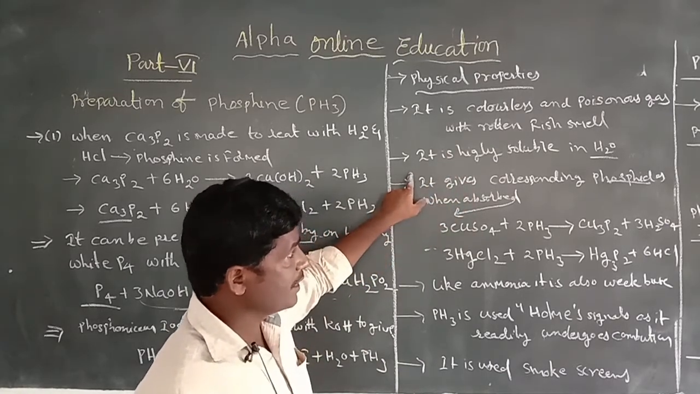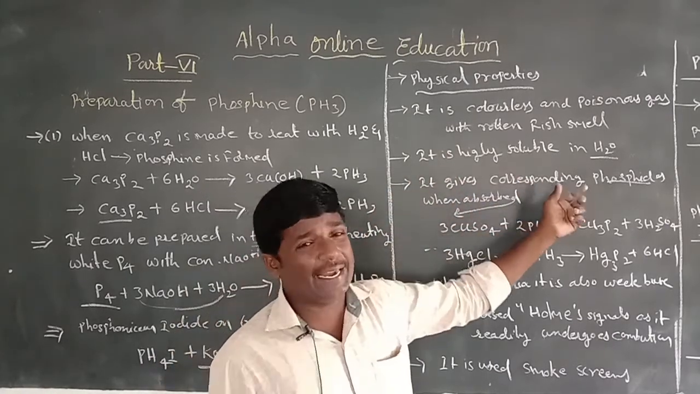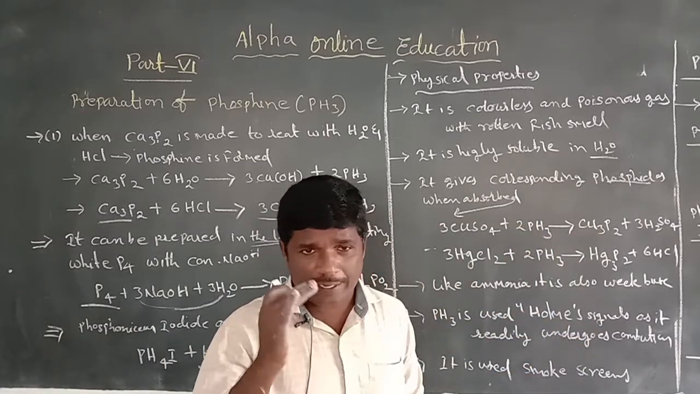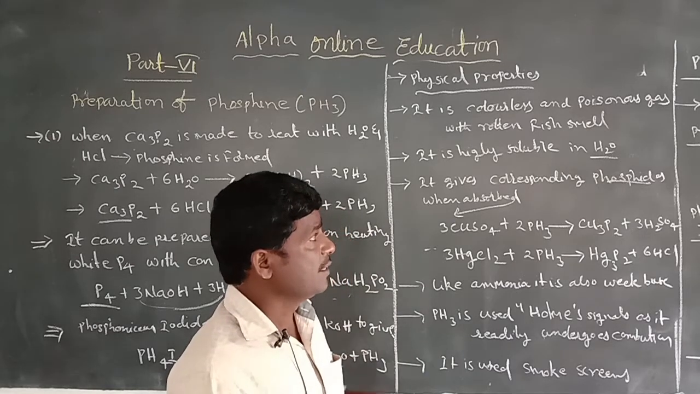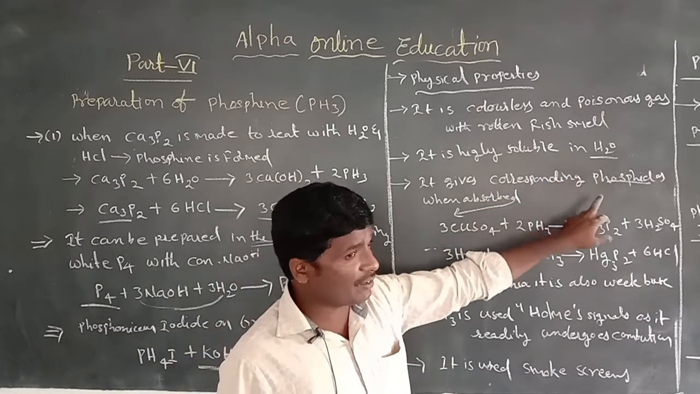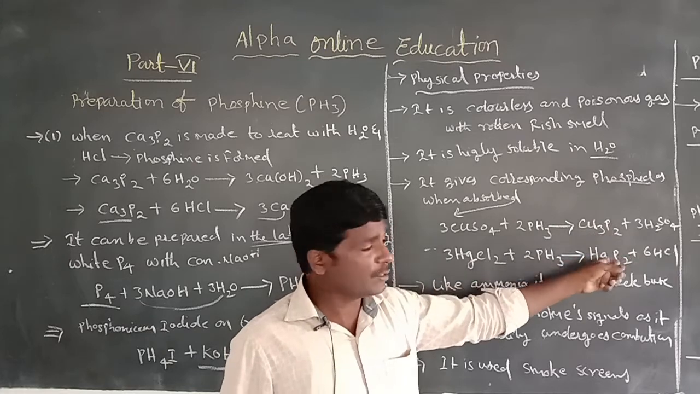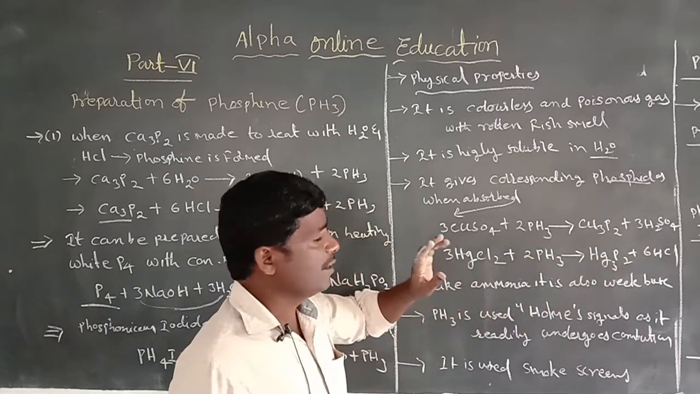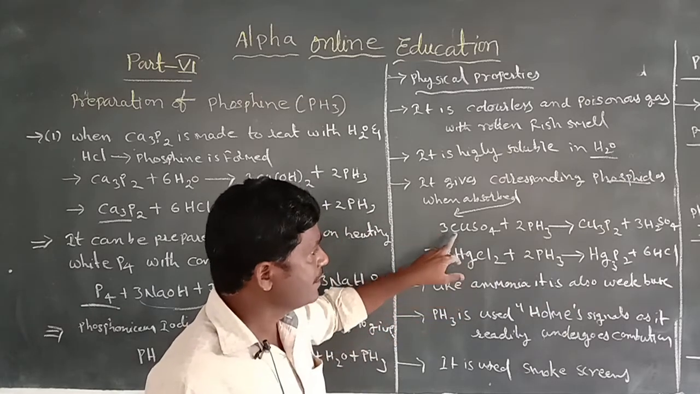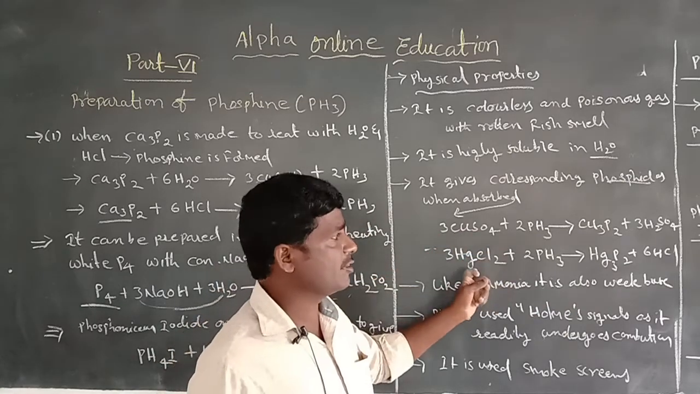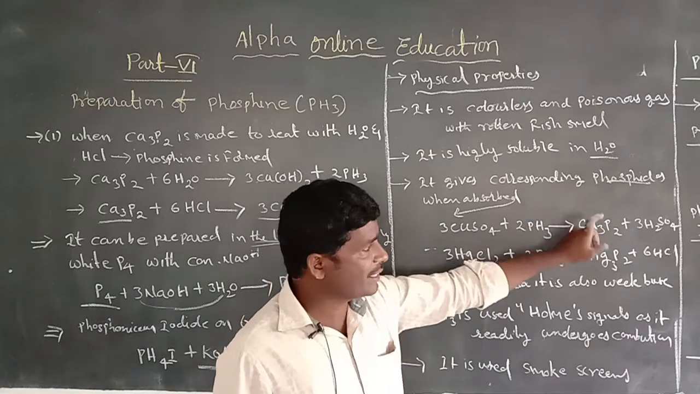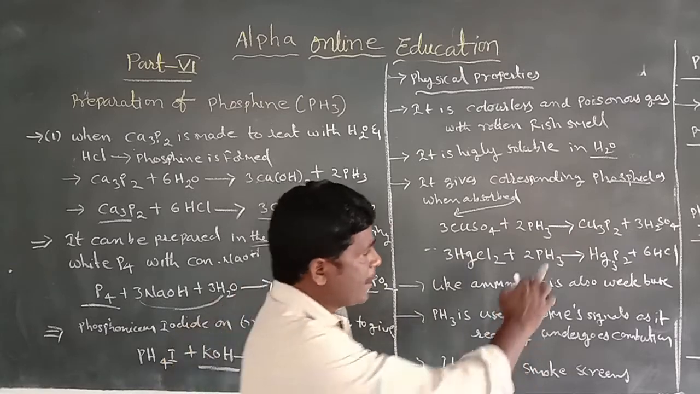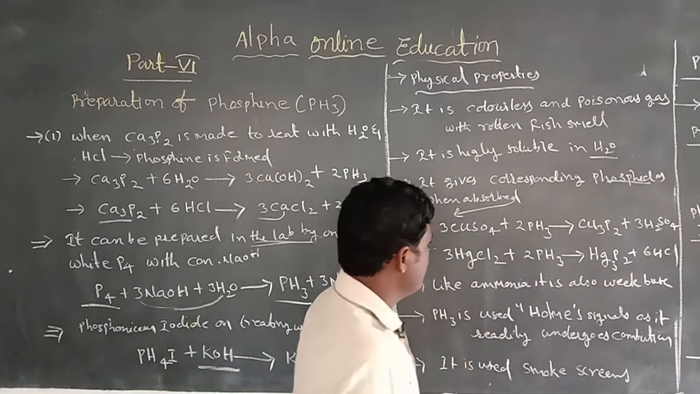Next, it gives the corresponding phosphides. Phosphine gives the corresponding phosphides, also known as copper phosphide and mercury phosphide. These two compounds are also known as the corresponding phosphides when absorbed with copper sulfate and mercuric chloride. Then they give the corresponding phosphides, copper phosphide and mercury phosphide.